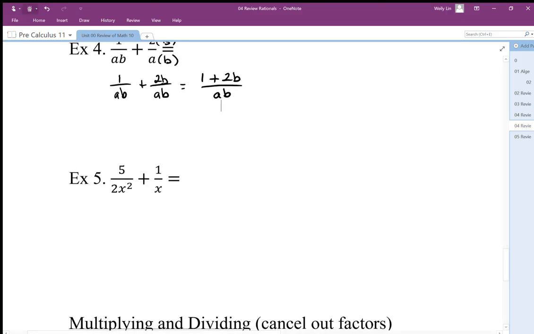Okay, and when we're done, please don't do something silly like cancel these out, because these are not factors. Only factors or multiplying pieces cancel out. This plus in the middle here makes it so that this is not allowed. So we cannot cancel out those terms as factors.